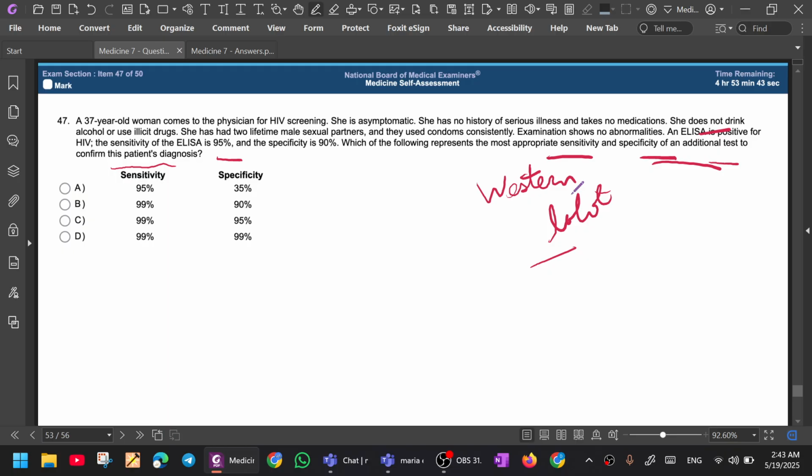They are asking for a confirmatory test, and for a confirmatory test, the specificity should be high. So it's between these, and here it is 90%. We are looking for something higher than 90%. So it's 95 or 99. These two are definitely eliminated. Now the sensitivity, I don't know. I know it's between those two.